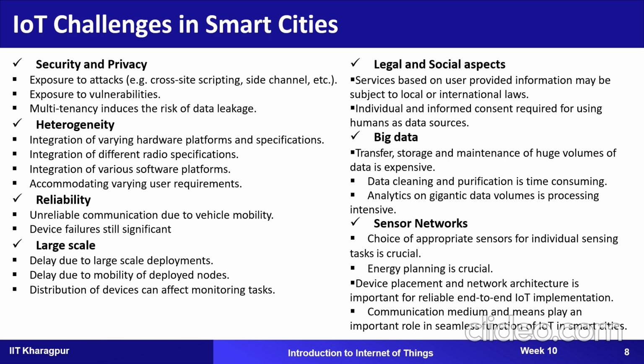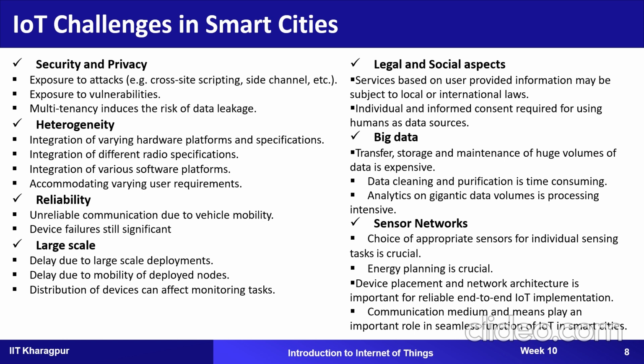Then the sensor networks. The choice of appropriate sensor for an individual sensing task is crucial. Which sensor is most suitable? For example, to detect an obstacle, you can use different kinds of sensors: an ultrasonic sensor, a camera, or lidar. Deciding which sensor is most suitable for a particular application is crucial.